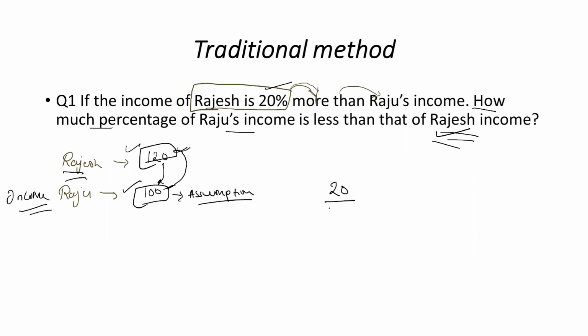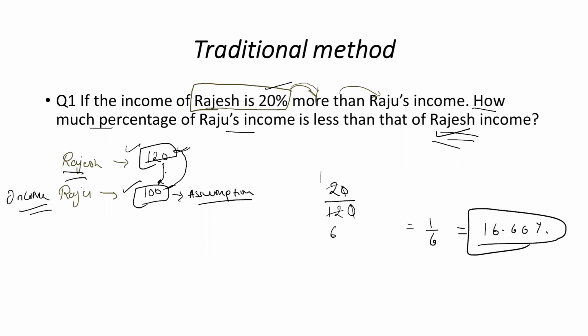So 20 divided by 120: 0 cut, 2 ones are 2, 2 sixes are 12. So it will be 1 by 6, and the fraction value of 1 by 6 is 16.66%. Are you getting the point?